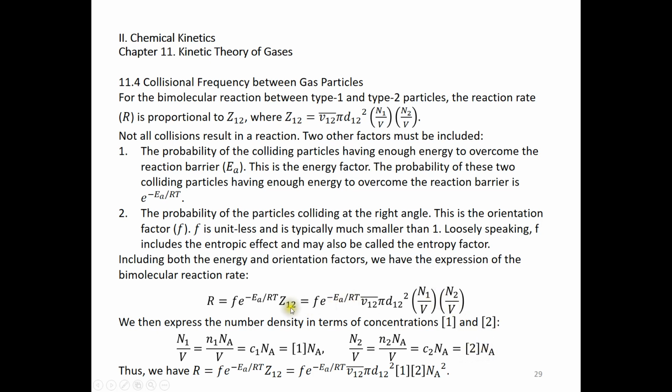So we can rewrite this equation for reaction rate. This is the concentration of 1 times Avogadro constant. This is the concentration of 2 times the Avogadro constant. And that's why we have another expression over here. I copied F, the exponential function here, the relative speed here, the collisional cross-section area here. The number density of type 1 is the concentration of 1 times Avogadro constant. The number density of type 2 is the concentration of type 2 times Avogadro constant.